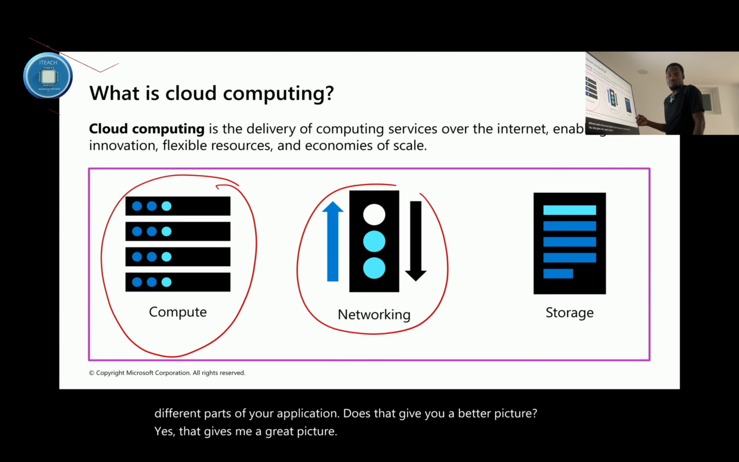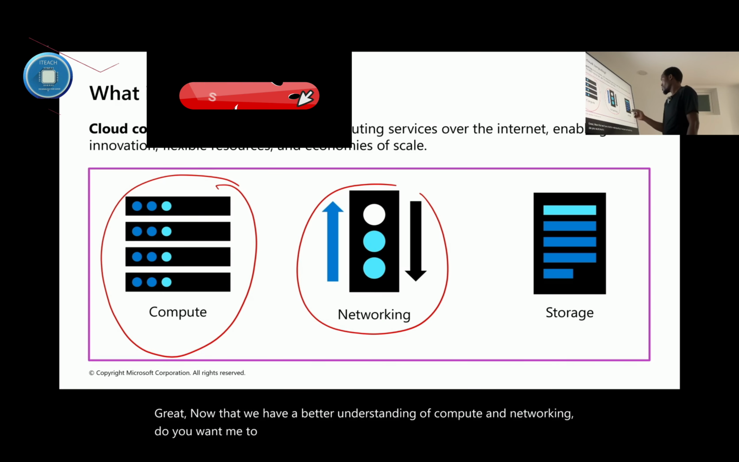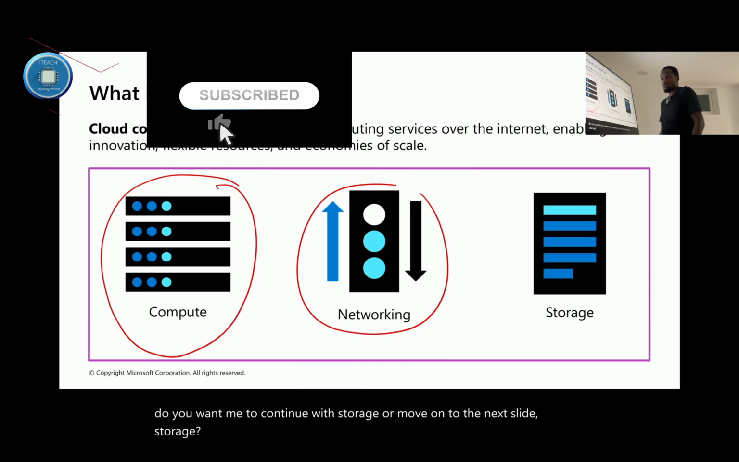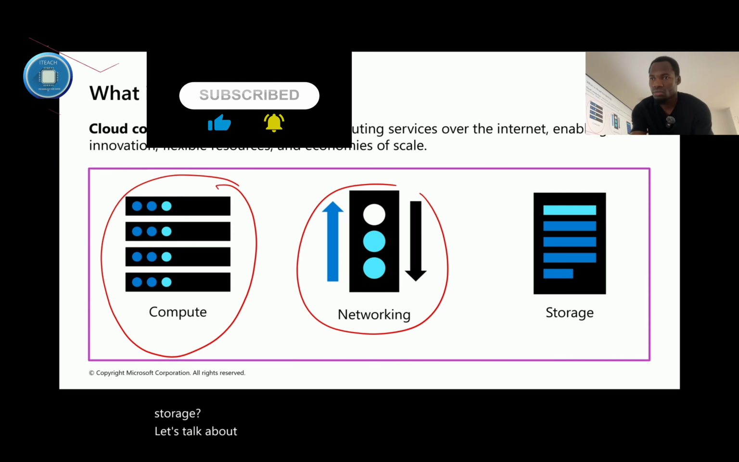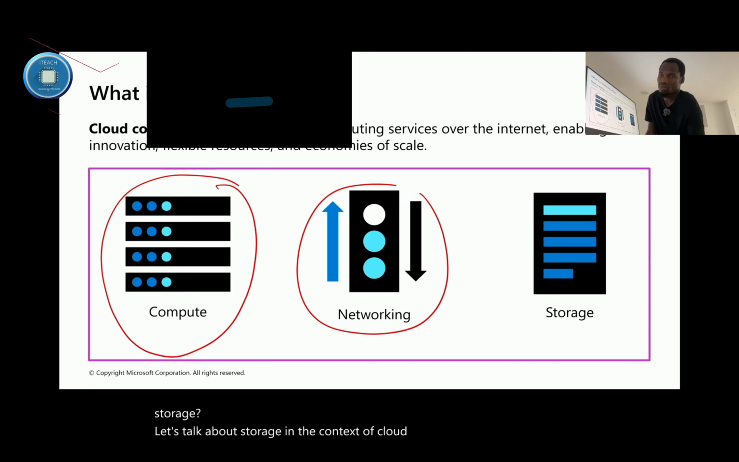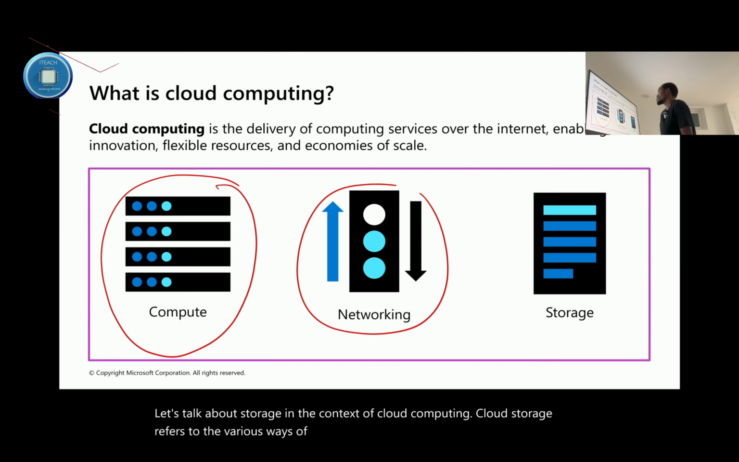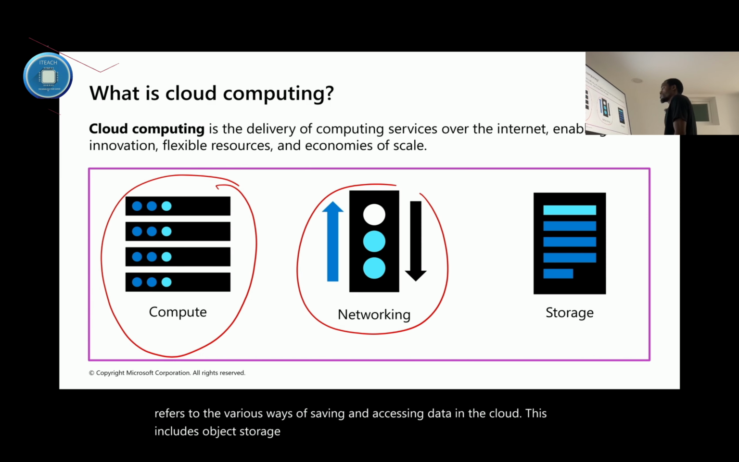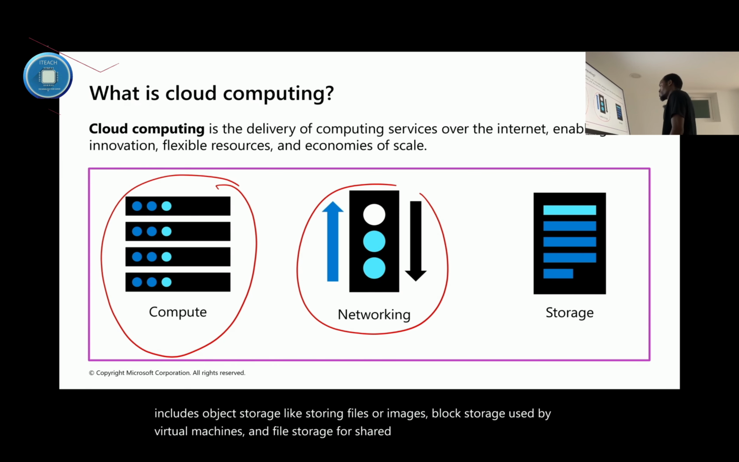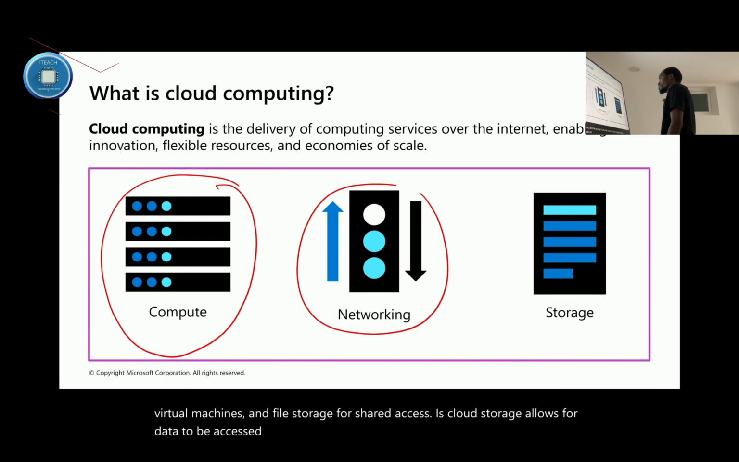Great. Now that we have a better understanding of compute and networking, do you want me to continue with storage or move on to the next slide? Storage. Let's talk about storage in the context of cloud computing. Cloud storage refers to the various ways of saving and accessing data in the cloud. This includes object storage, like storing files or images, block storage used by virtual machines, and file storage for shared access. This cloud storage allows for data to be accessed from anywhere with an internet connection. Would you like me to elaborate on any specific types of storage?